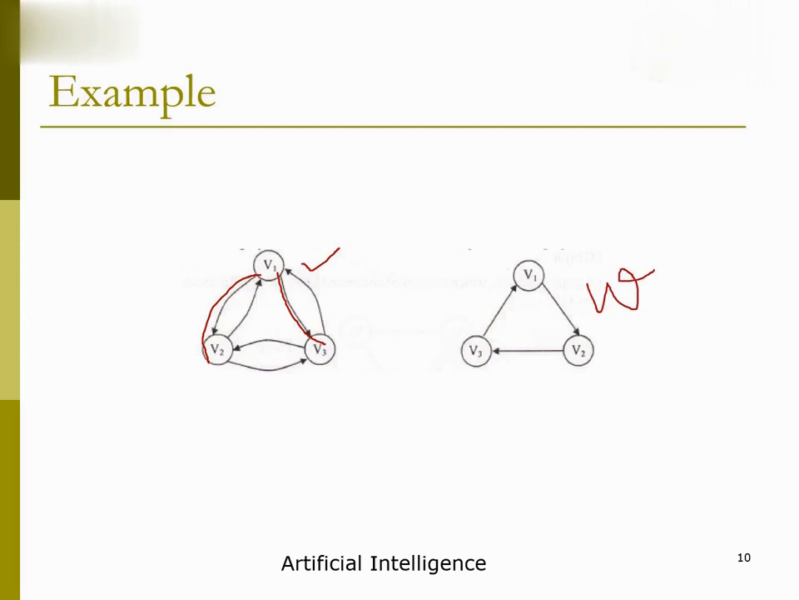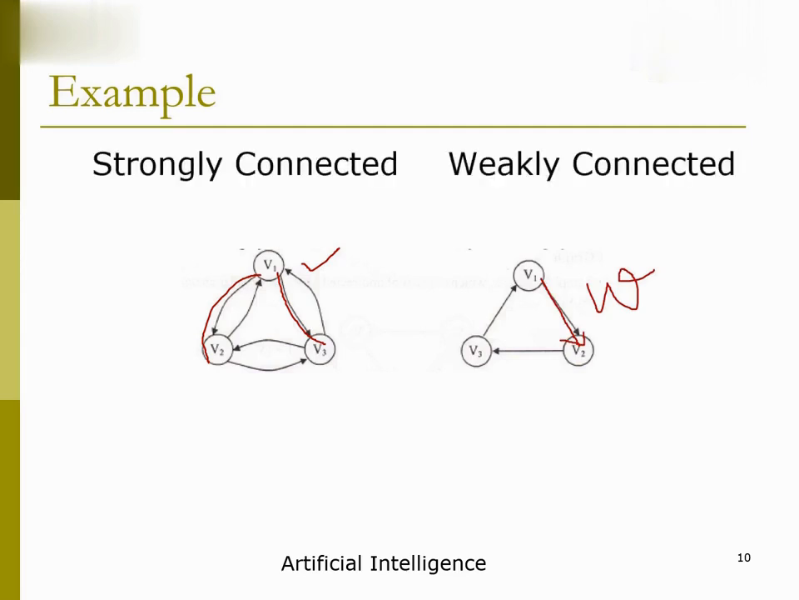Whereas here, this is a weakly connected graph. The reason is, from V1, you can only move to V2, but you cannot move to V3. There is no direction here. So this is a weakly connected graph.